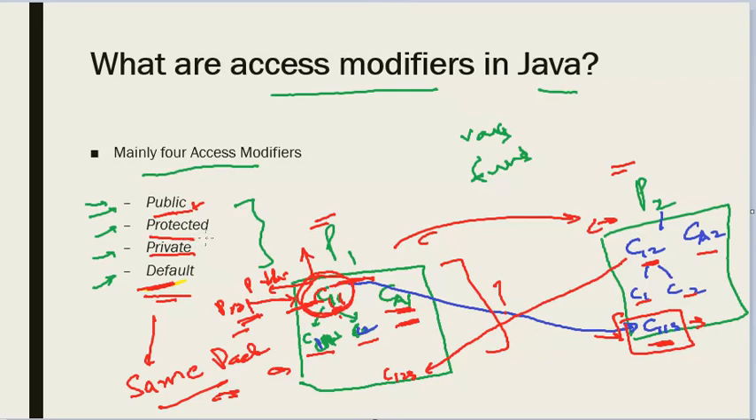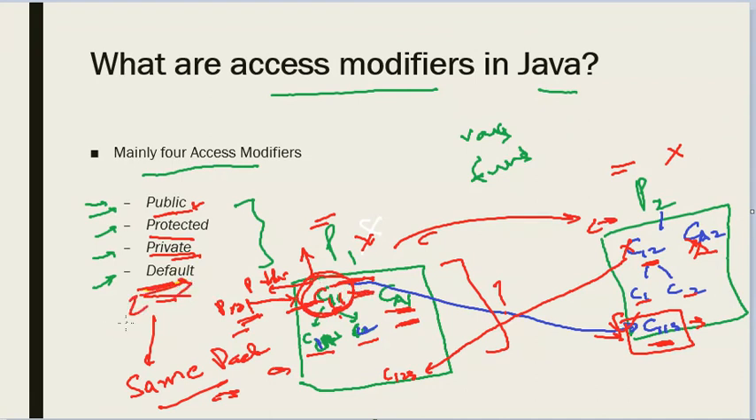A protected member variable or function can be accessed by all the classes in P1 and the child classes of the class in P1, but not the unrelated classes. Like this class cannot, this class can, this class also cannot access a protected member function of a class in P1. A private member variable or function of a class in P1 can be accessed only by that class. No other class of the P1 package or P2 package can access it. It's only for that class, this one.